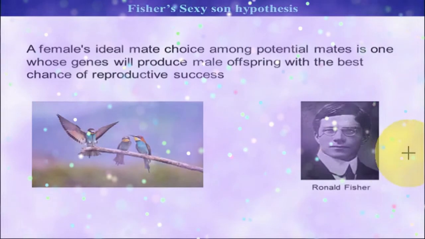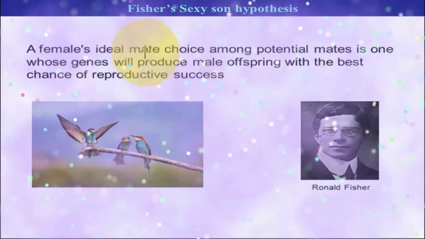Another interesting hypothesis of Fisher is Fisher's sexy son hypothesis. In this hypothesis, it is accepted that the female generally prefers a beautiful or handsome male, so that the offspring may have some attractiveness. This is required because the offspring has to be selected, has to be chosen by the females to ensure the reproductive success, so that the race or the particular family may continue, or the species may continue.